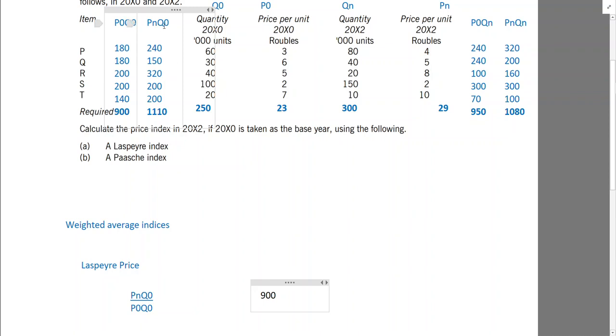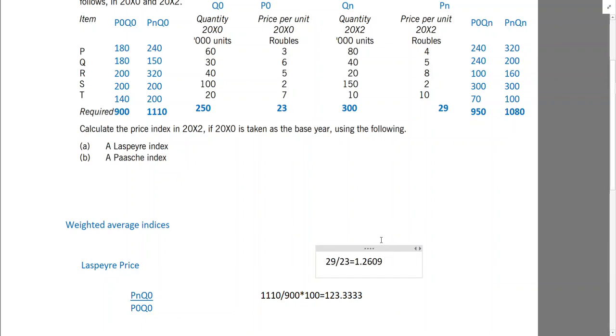So we have Pn and Q0, which is the latest price times the base quantity. We have 1110, divided by the base 900, and then multiplying by 100, which is 123. So the quantity remains the same, but the price changes. So we have 123. If you look at 29 divided by 23, it was 126. So now this one says that the price has increased, but not as much as 126, because by the quantity that we consume, it doesn't matter that much.